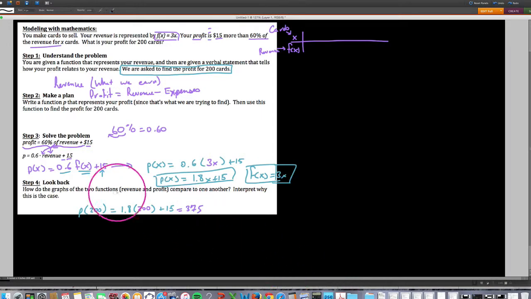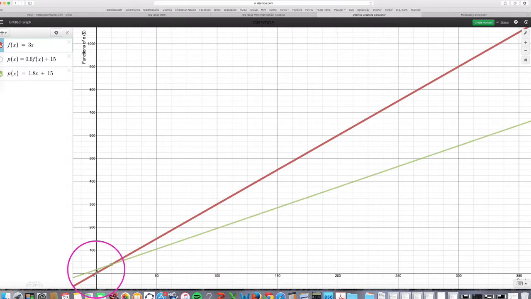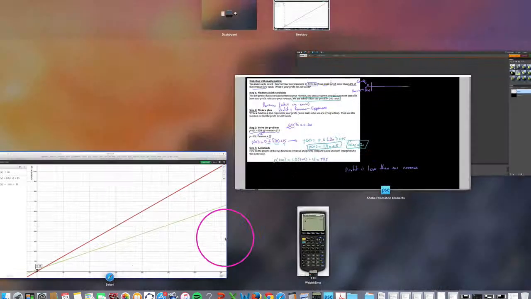But essentially, how do these 2 functions, revenue and profit, compare to one another? We could say that profit is less than our revenue. That's one thing. I also noticed that when we look at our graph of profit, we actually start up higher. We start at 15 before we've even sold a card, whereas revenue starts down at 0. That's an interesting thing to note.